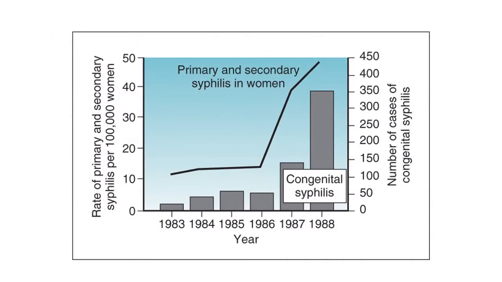So looking at these cases of primary and secondary syphilis in females, you see on this black line here how it went up pretty sharply in response to the introduction of crack cocaine, and then similarly congenital syphilis incident cases also went up pretty significantly around the same time.